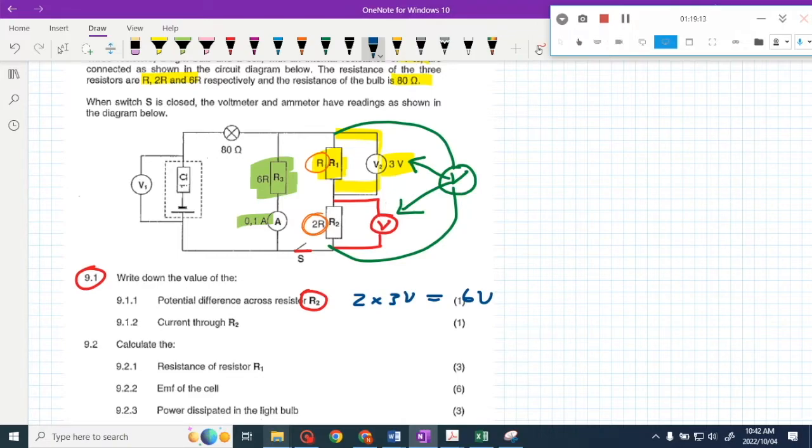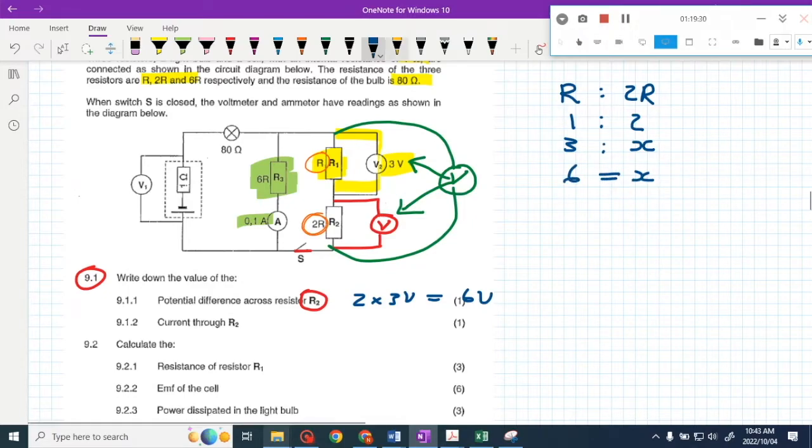If you want to, you can even write it out as a ratio. We have R to 2R, that is 1 to 2. We know 1 is 3, 2 is X. We cross multiply and we find 6. It's just a ratio. That's all that it is.